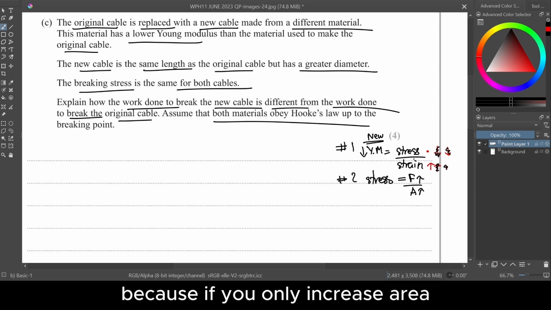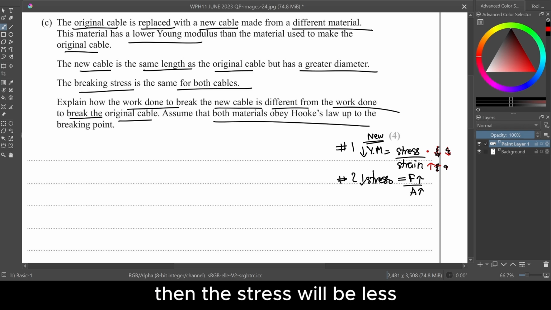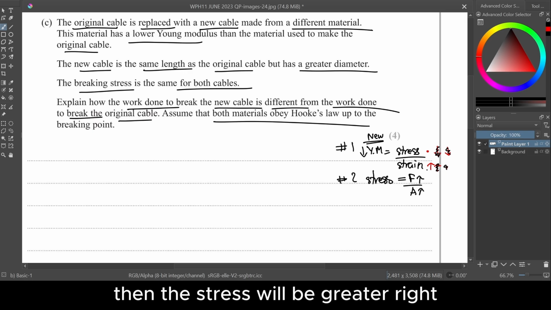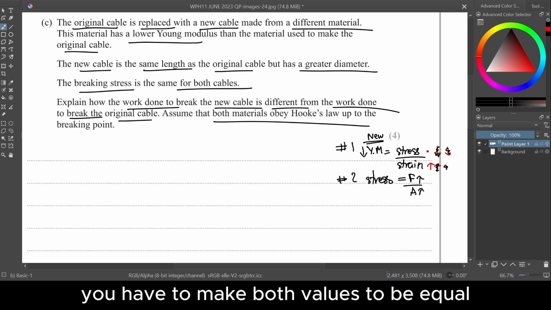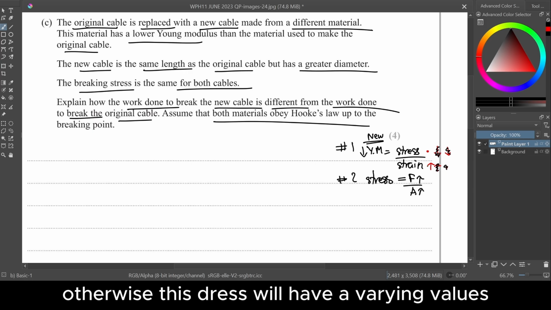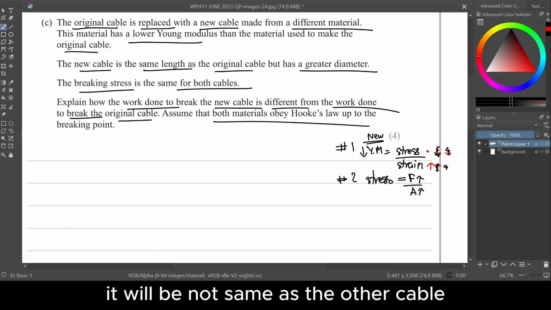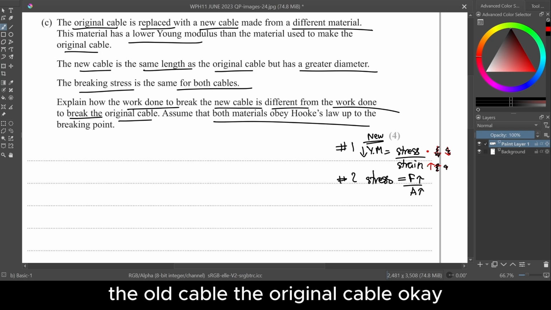Okay, because if you only increase area, then the stress will be less. If you only increase force, then the stress will be greater, right? I'm explaining that you have to make both values equal, otherwise the stress will have varying values. It will not be the same as the other cable, the old cable, the original cable.